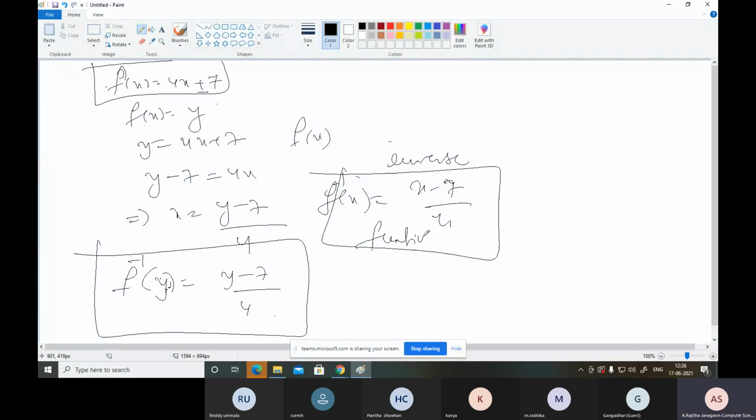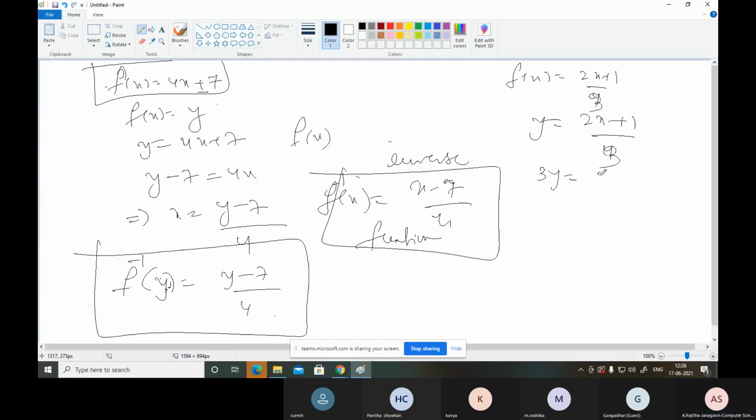Then another inverse function. Suppose f of x equal to 2x plus 1 by 3. Let y equal to 2x plus 1 by 3. Now 3y equal to 2x plus 1. Now 3y minus 1 equal to 2x. X equal to 3y minus 1 by 2. Now f inverse of y equal to 3y minus 1 by 2.